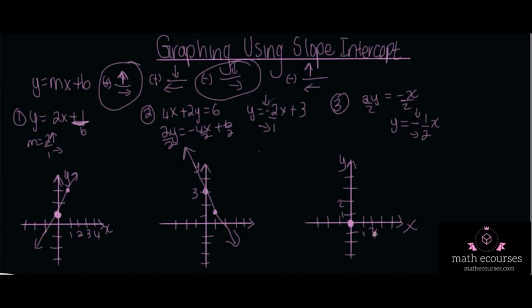I could repeat it, by the way, if I wanted more points. You just start here and go down 1 and right 2, and so forth, but I'm just going to use those 2 points, and here's our line. That is how we use the slope-intercept method to graph.